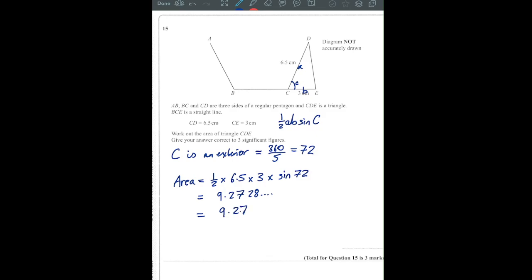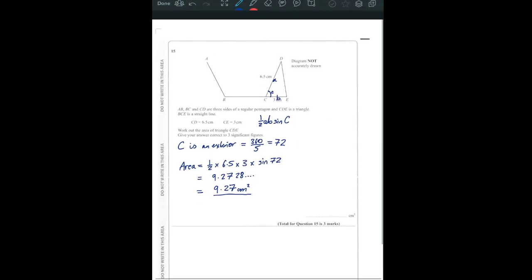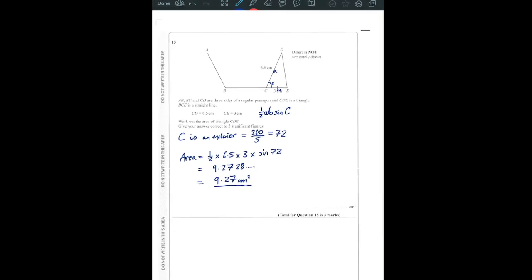9.27 centimeters squared, being an area. And again, the units are on the answer line waiting, so if you've forgotten your units, you do get away with it here. Does that seem reasonable?